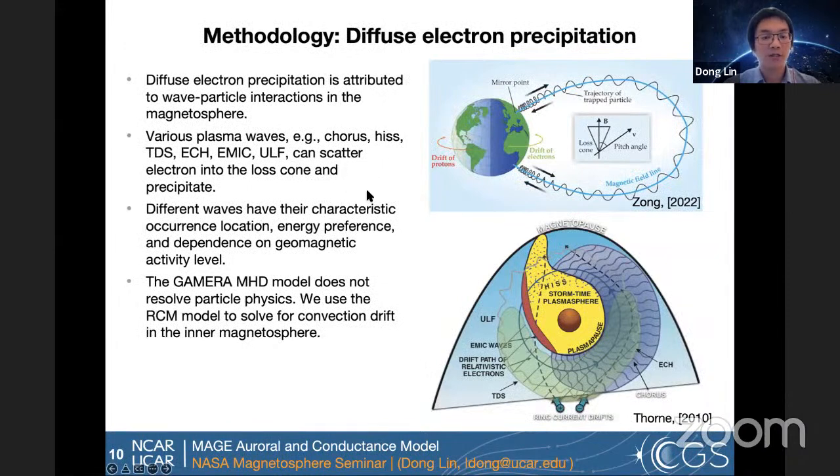The diffuse electron precipitation is, on the other hand, attributed to the wave-particle interactions in the magnetosphere. There have been many studies on various types of waves and their interaction with the electrons and ions in the magnetosphere, for example, chorus waves, hiss waves, and time domain structures. Each different wave has its own characteristic distribution, like the occurrence, location, energy preference, and their dependence on the geomagnetic activity level. Since this wave-particle interaction involves particle dynamics or physics that's not directly solvable by the Gamera MHD model, instead we make use of the RCM ring current model to deal with the convection drift and the variation of those particles.